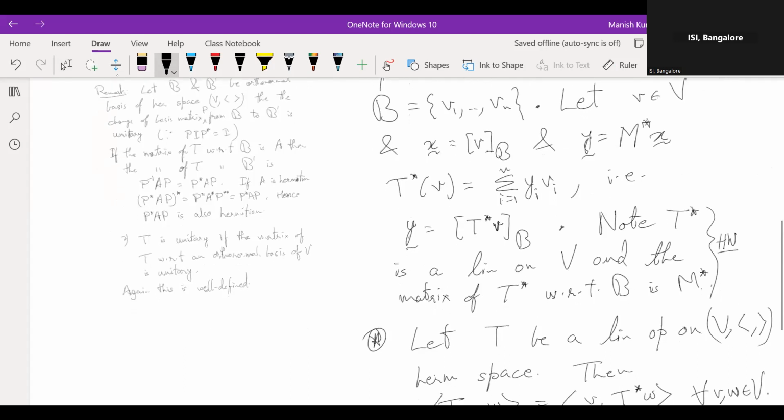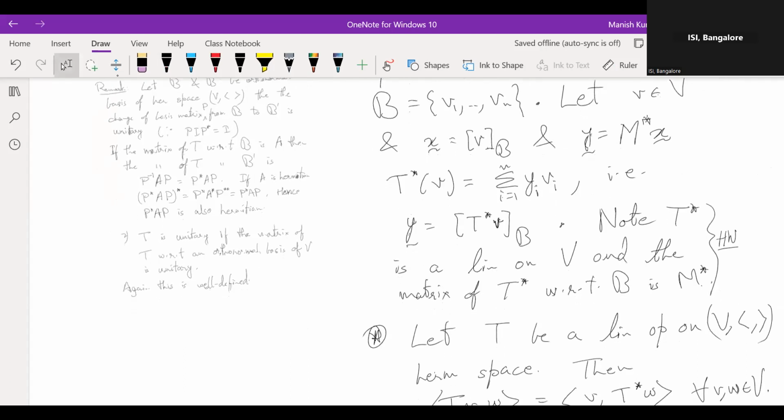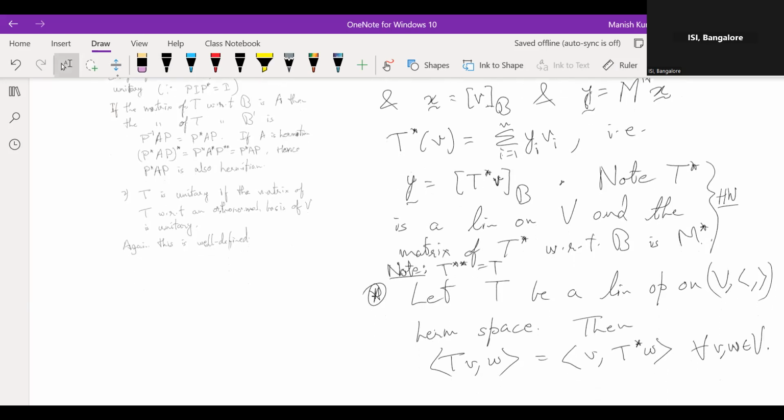Note that by our definition, there's something I forgot to mention. T double star is just T, because T star has matrix M star. So if I take the same basis and apply this again, then we'll get M back. So T double star is the same as T. Okay, so let's see a proof of this.